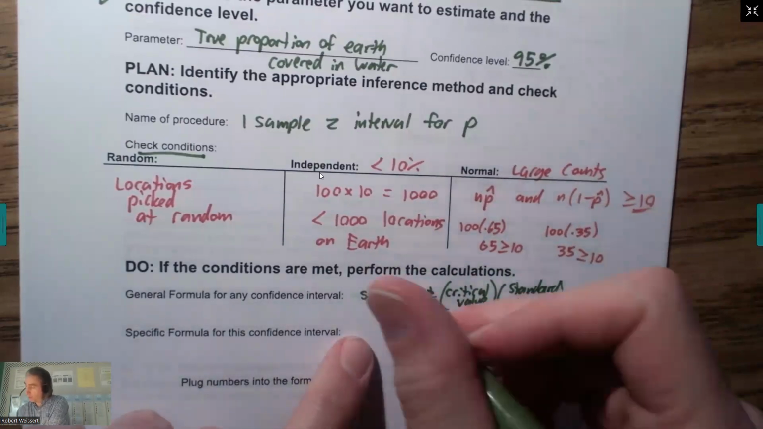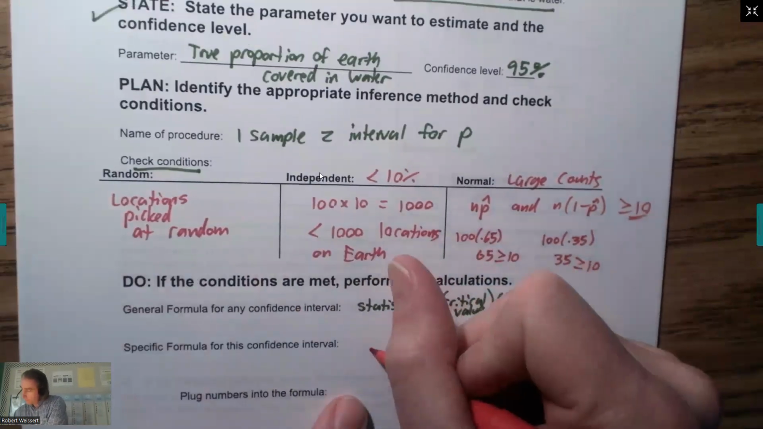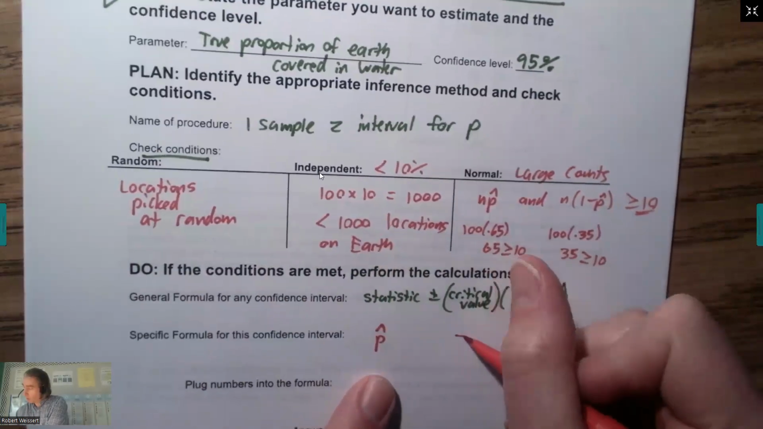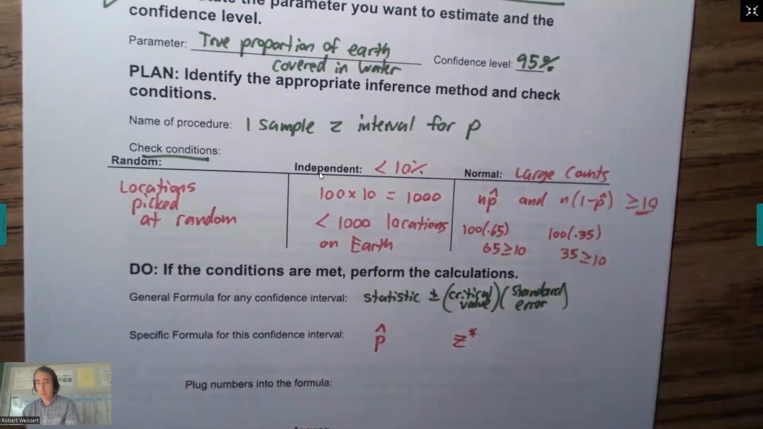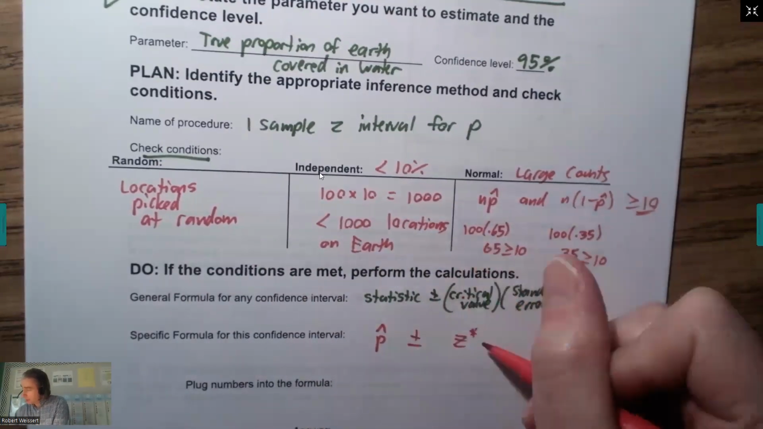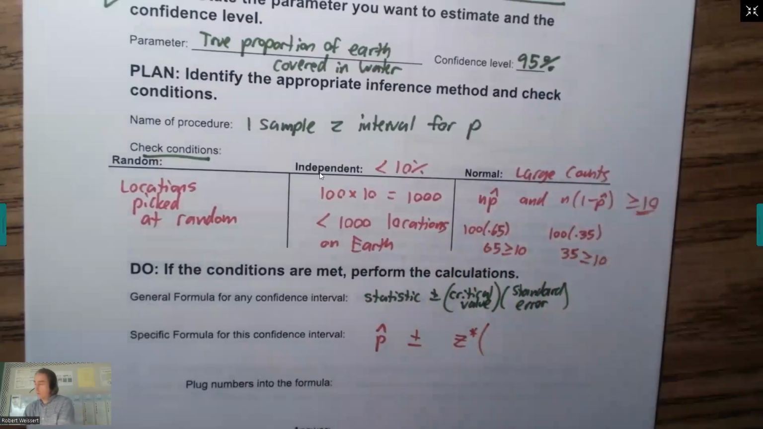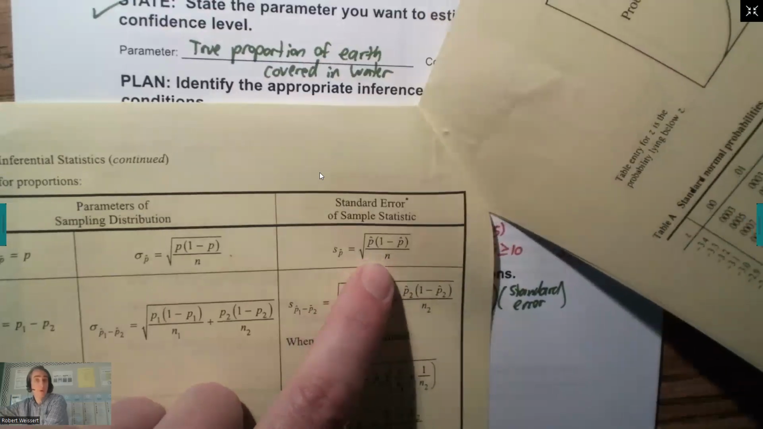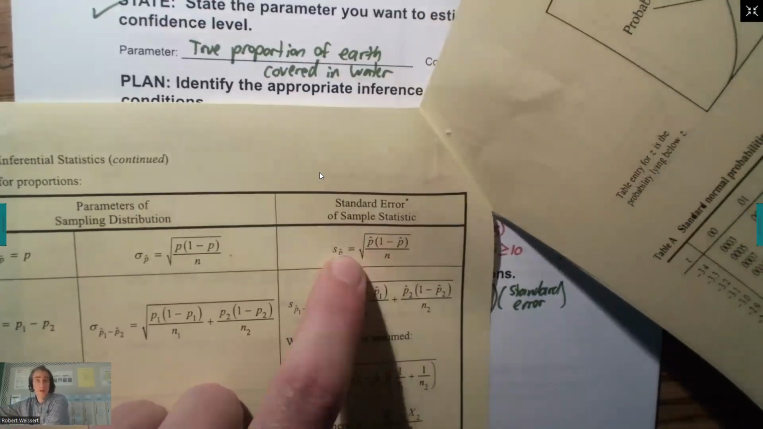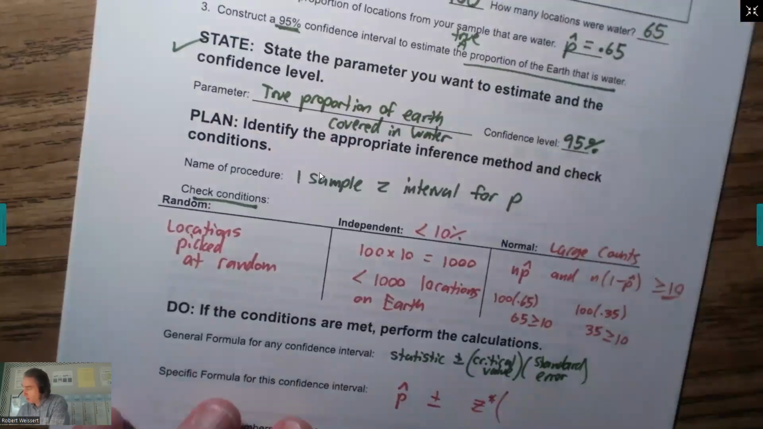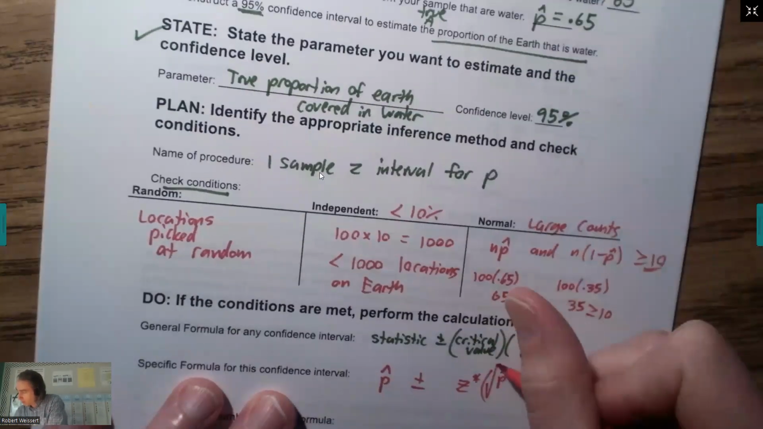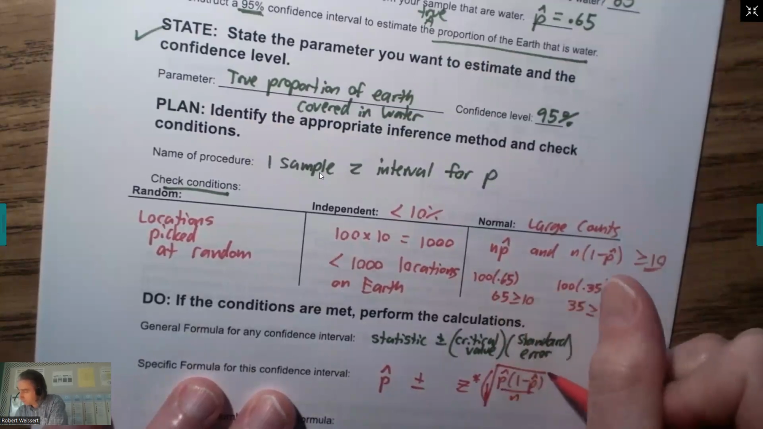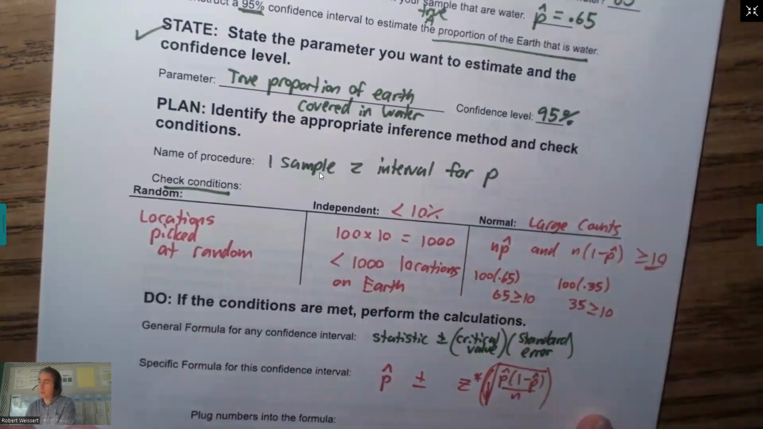So our specific formula is going to be p hat. Our critical value is a z star, right? So that's going to be what we're going to calculate either using table B or your inverse norm. And our standard error is on the back side of this page. So it's going to be this right here. So you can look on your formula sheet to find that part of it. p hat (1 minus p hat) over n, all under the square root. So once you have all that written down here, we can plug in our numbers.